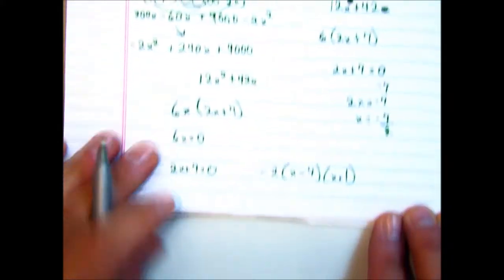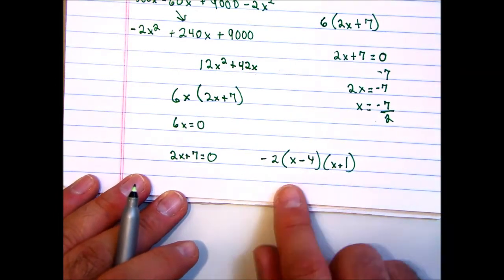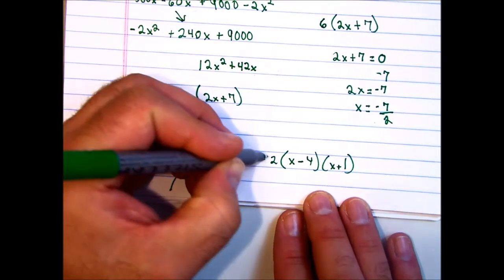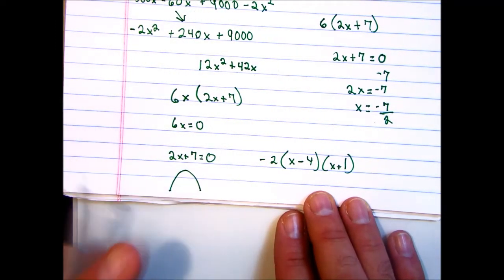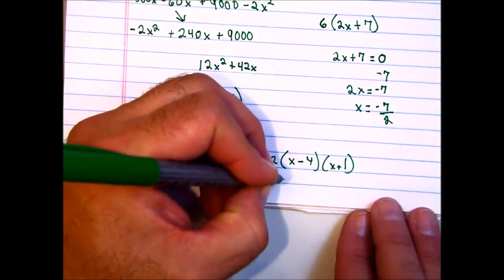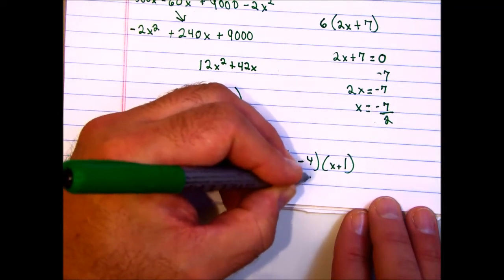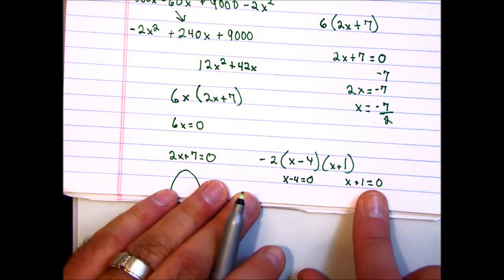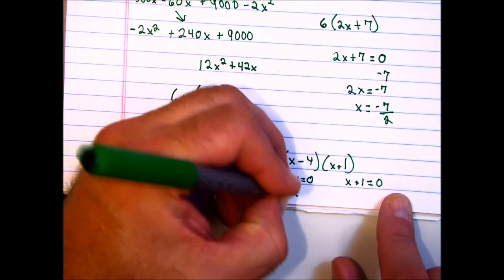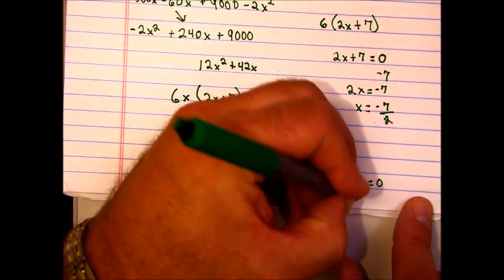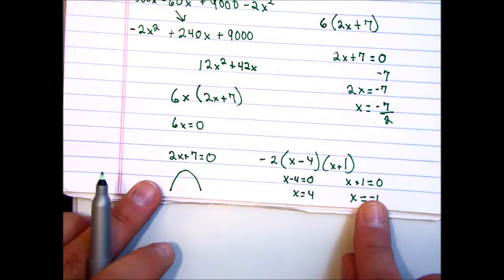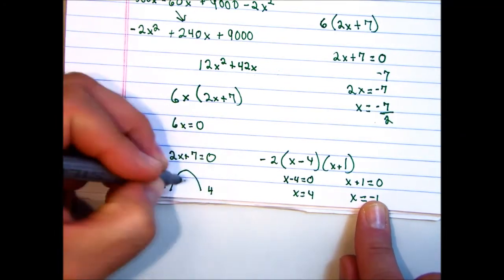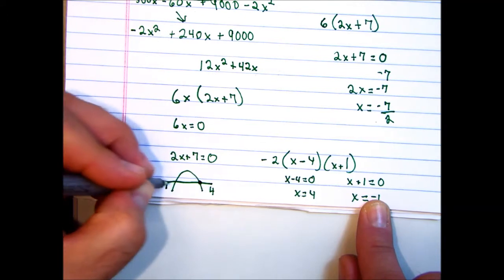So I'm looking at this sample problem here. Can you tell me which way the parabola goes? Hopefully you're telling me it goes down because this is negative. Where are the x-intercepts? Well, we have x minus 4 equals 0 because that's one of the zeros, and x plus 1 equals 0 because that's one of the zeros, and then I solve. This one, x equals 4. This one, x equals negative 1. Where it crosses the x-axis would be negative 1 and 4. That's what these 2 points would be.